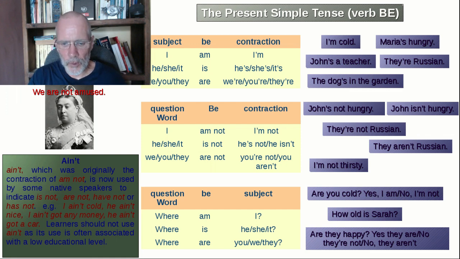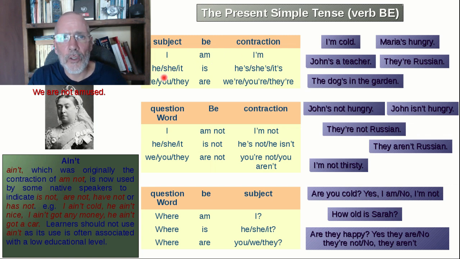So the three forms of the verb be: when the subject is I, the first person singular, we need to use am. Am is the present simple form of the verb be for the first person singular when the subject is I. And this has its contraction, I'm.